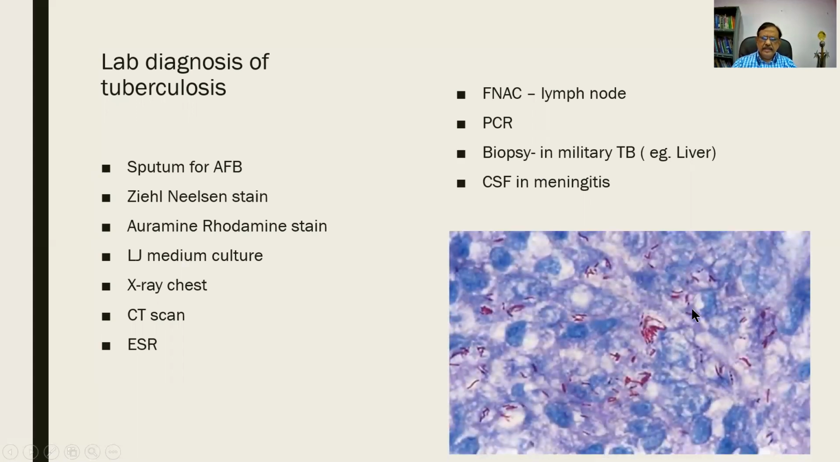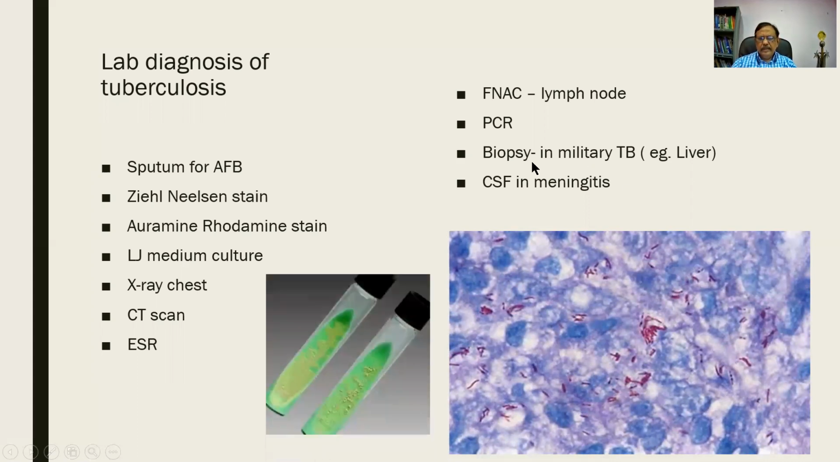So this is an acid-fast stain and it's showing clusters of the tubercle bacilli. And this is your LJ medium. Can you tell me the period after which the culture is positive? Go back to your microbiology.